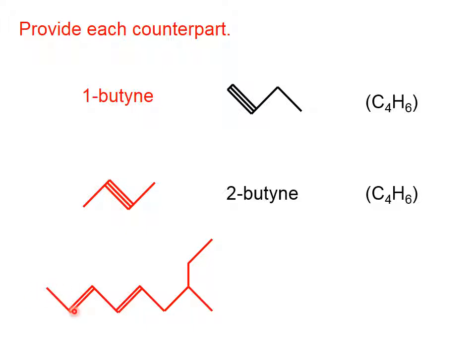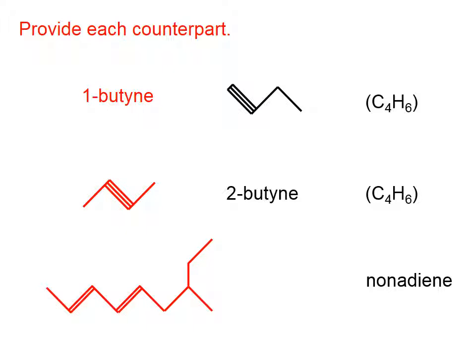So we have 1, 2, 3, 4, 5, 6, 7, and then where do we go? Well, now we need to make the longest chain 8, 9. This is going to have the prefix "non" in it for 9. This will be "-enes" because we have double bonds, and it will be diene because we have 2 double bonds. This molecule's name is going to end with nonadiene.